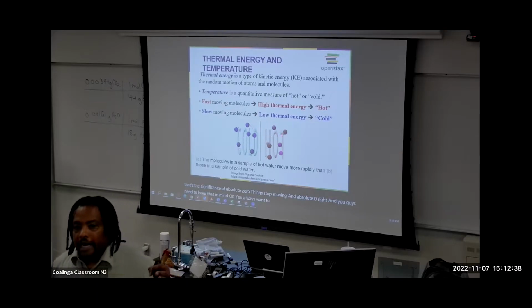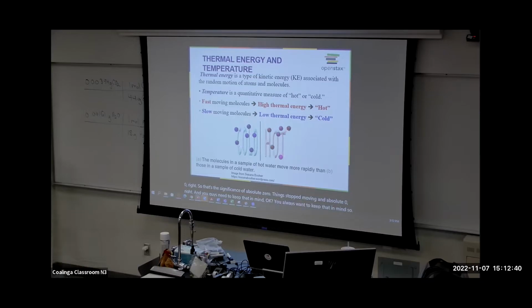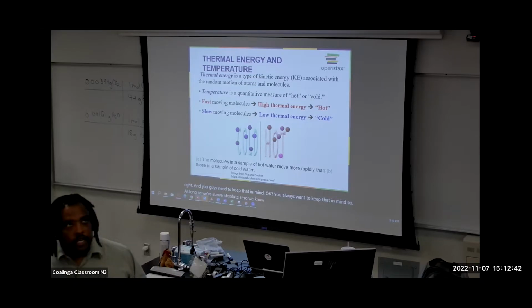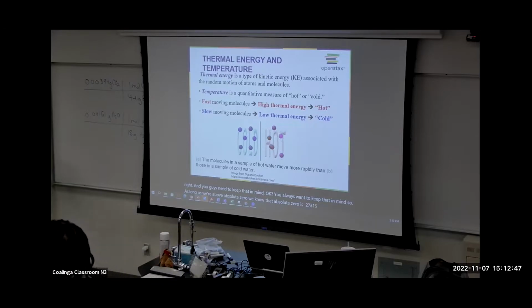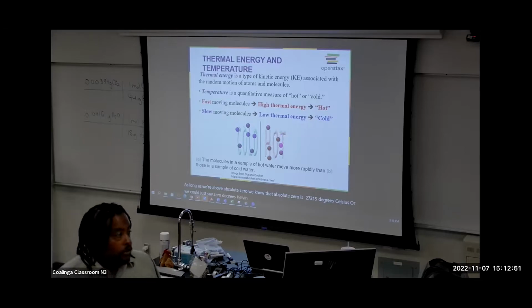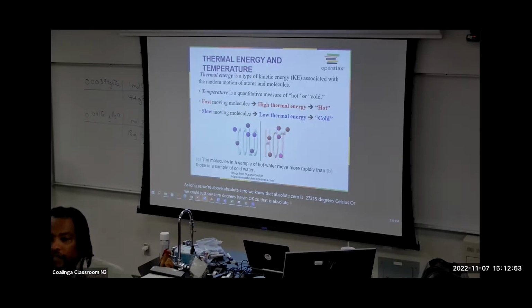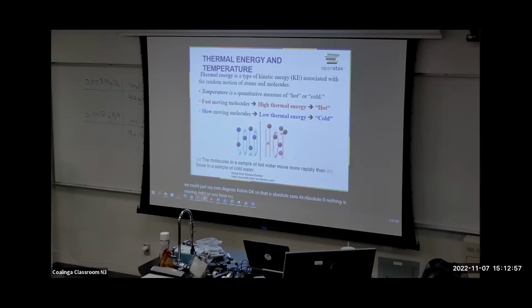So as long as we're above absolute zero, we know that absolute zero is negative 273.15 degrees Celsius, or we could just say 0 degrees Kelvin, right? So that is absolute zero. At absolute zero, nothing is moving, so you have no kinetic energy. That means you have no thermal energy, right? So long as it's above that, we're going to have kinetic energy, and we're also going to have thermal energy associated.